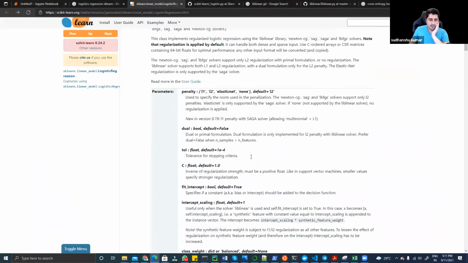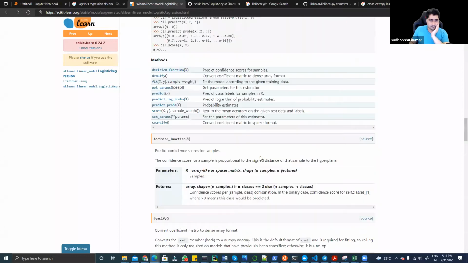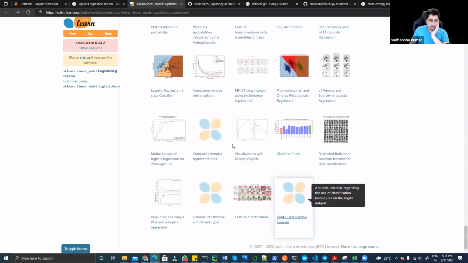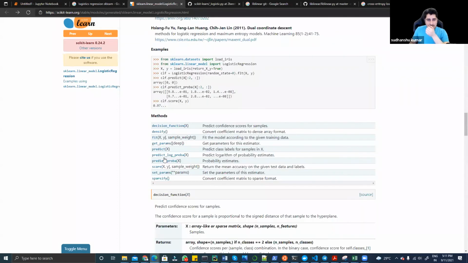Now it's mentioned clearly over here. So what are the functions that I will be able to see? Predict, predict log probability, predict probability. So predict logarithmic probability estimates, predict probability estimates basically, and predict the class label of the sample X. These are the things that you will be able to see over here.